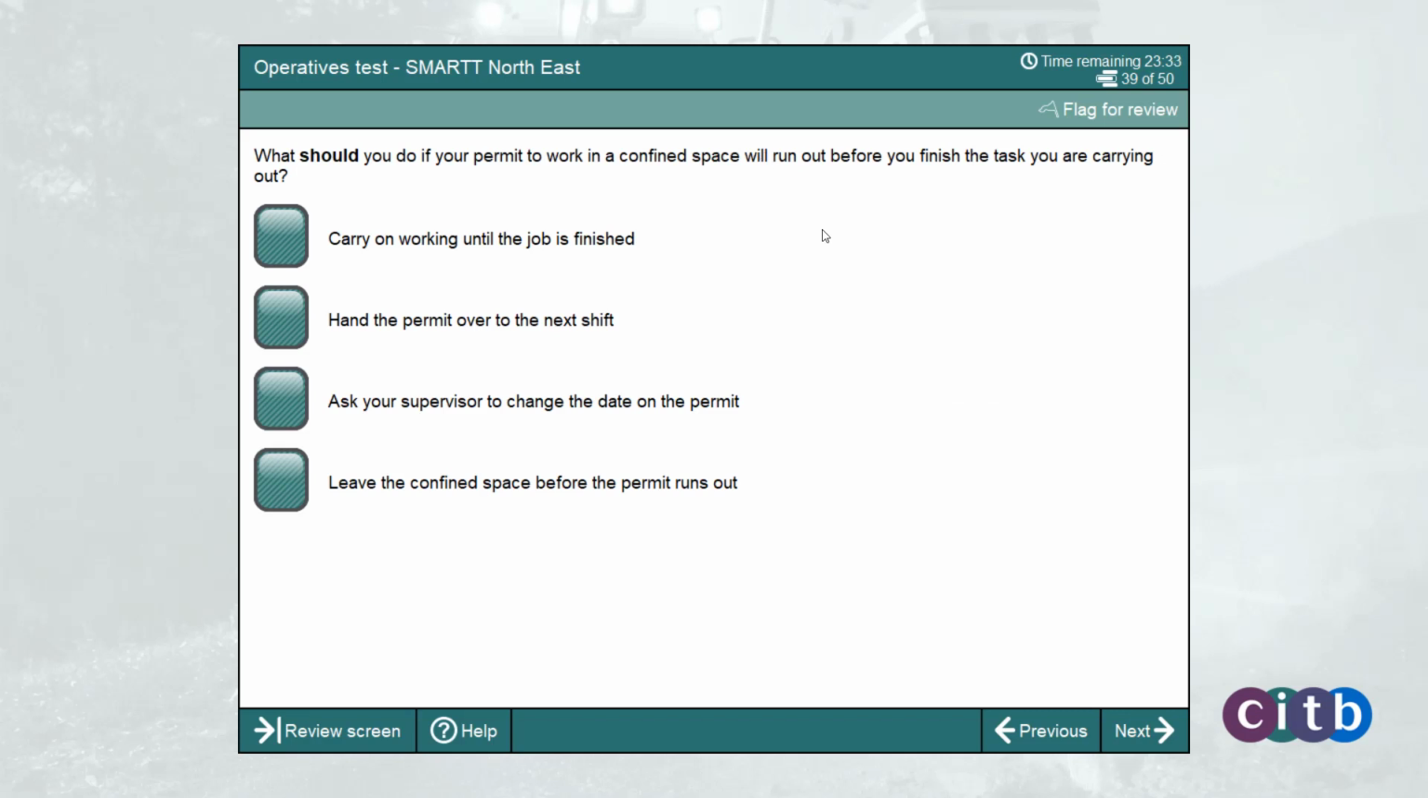What should you do if your permit to work in a confined space will run out before you finish the task you are carrying out? Carry on working until the job is finished. Hand the permit over to the next shift. Ask your supervisor to change the date on the permit. Leave the confined space before the permit runs out.